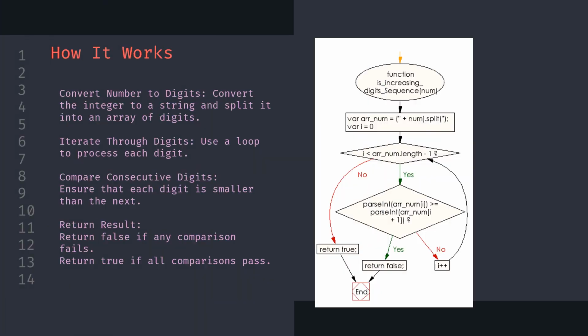The program processes the number in 4 steps. We first convert it to digits, then iterate through the digits. Third, we compare consecutive digits, and finally, we return the result based on the comparisons.